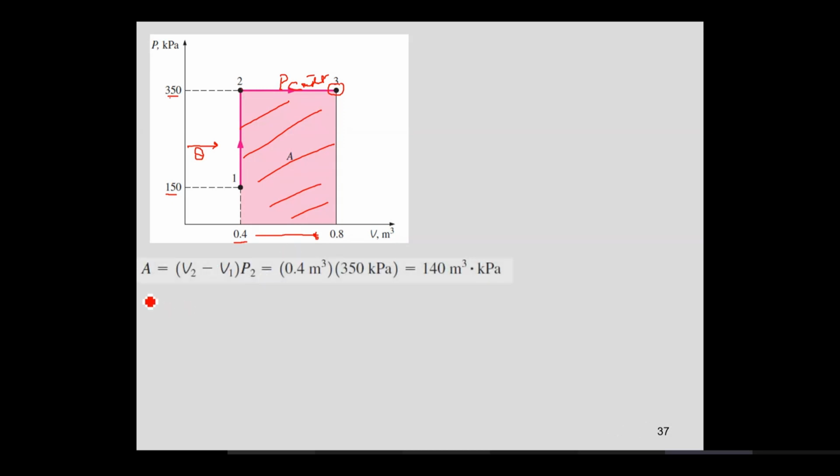If you remember, boundary work is essentially equal to the integral of P dV, and if your pressure is constant, it is simply P times (V2 minus V1). Your pressure is constant, which is 350 kilopascal. Your volume change is essentially 0.4 meter cube. So 0.4 meter cube multiplied by the pressure would essentially give you the total work done. It would be in kilopascal meter cube, which is the same thing as kilojoules. Is it clear to you?